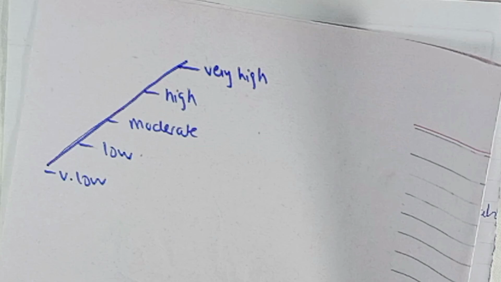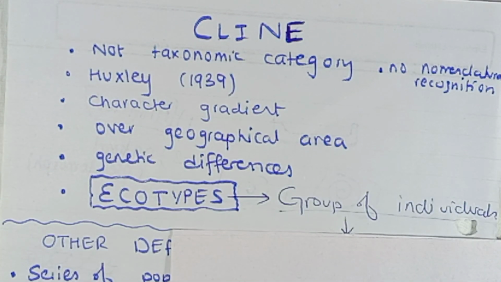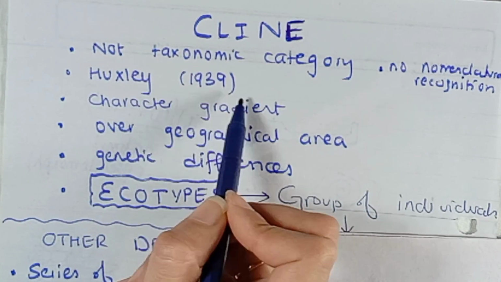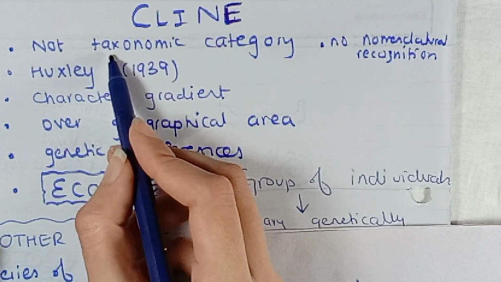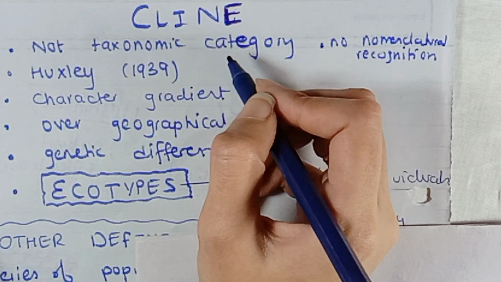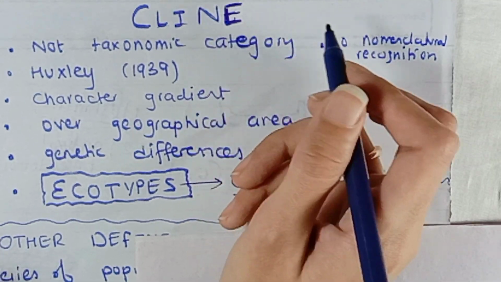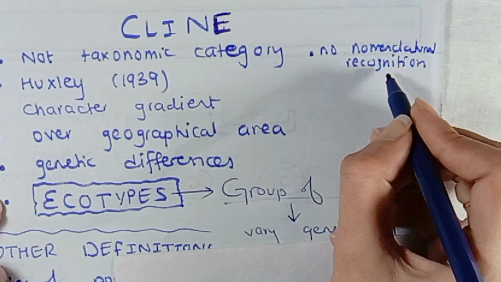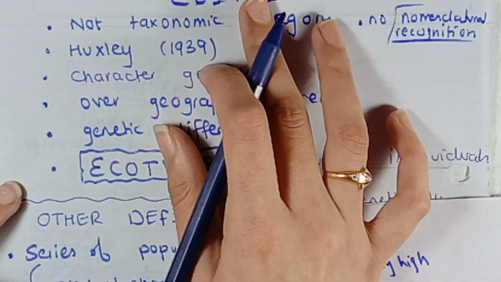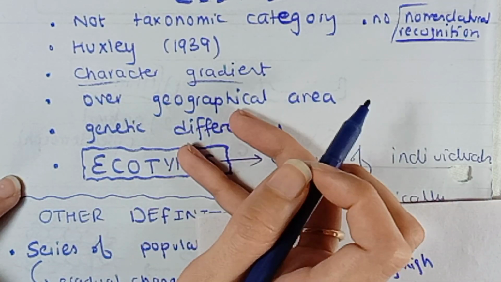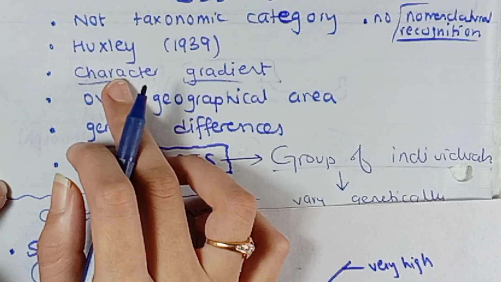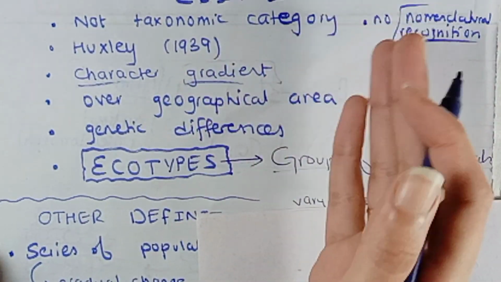If I talk about Cline in systematics, first of all, this term was proposed by the scientist Huxley in 1939, and it is not a taxonomic category. The way we said that variety is not a taxonomic category and race is not a taxonomic category, similarly Cline is not a taxonomic category, and it has no nomenclatural recognition. Now what is Cline? Cline is the character gradient of the species. This is the gradient. Now what gradient? The gradient of the characters of the species. We will explain it further.